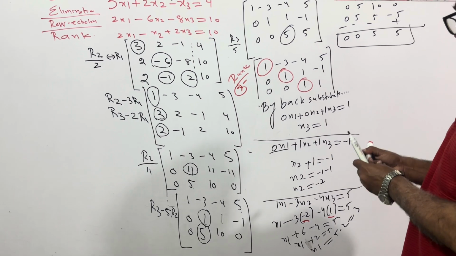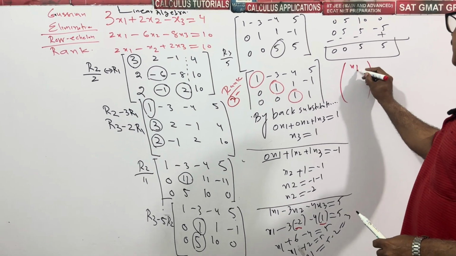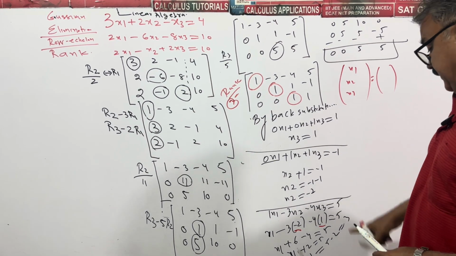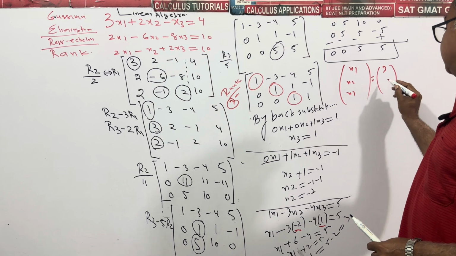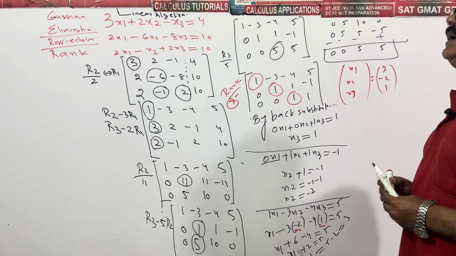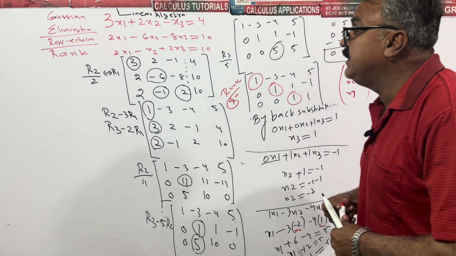So our values are x1, x2, x3. The value of x1 is 3, the value of x2 is minus 2, and the value of x3 is 1, by using the Gaussian elimination method.